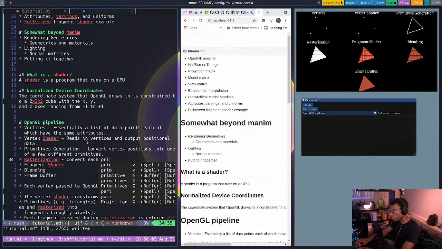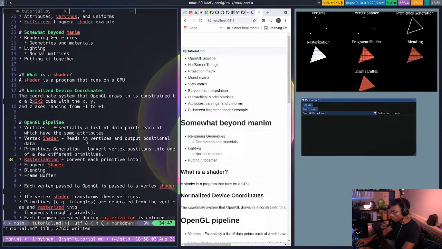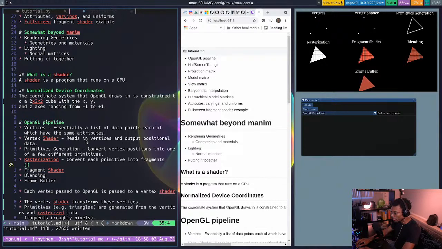Convert each primitive into fragments. I should probably go over the definition of fragment. Well, I don't really have a definition. These pixel-sized pieces.